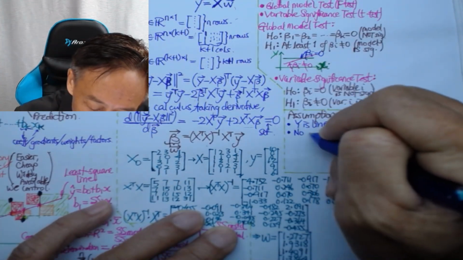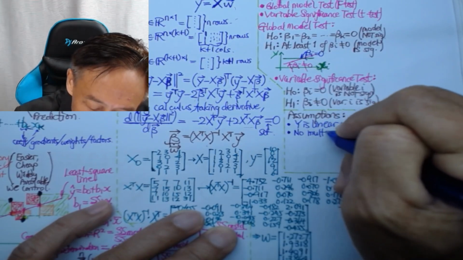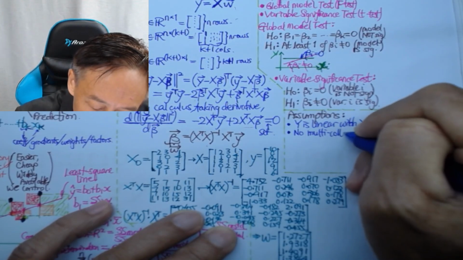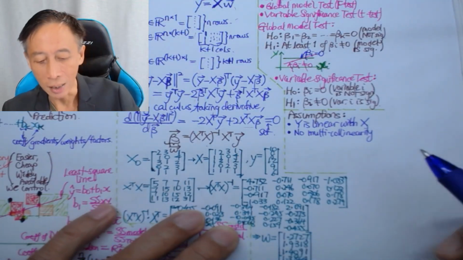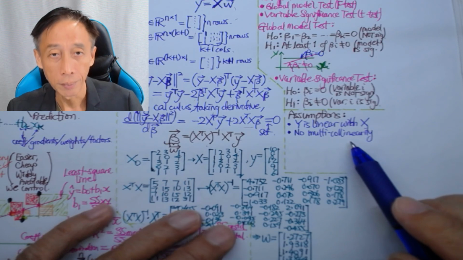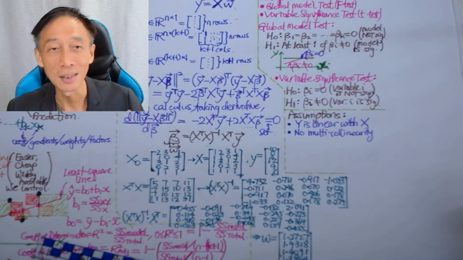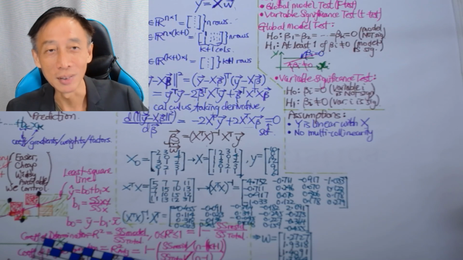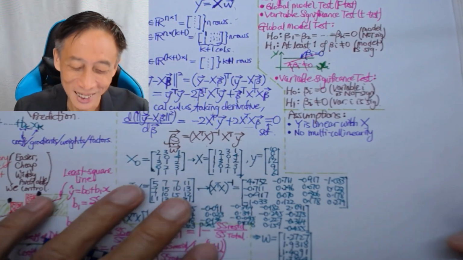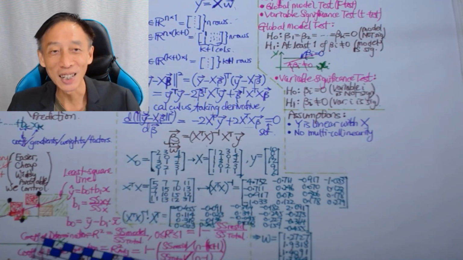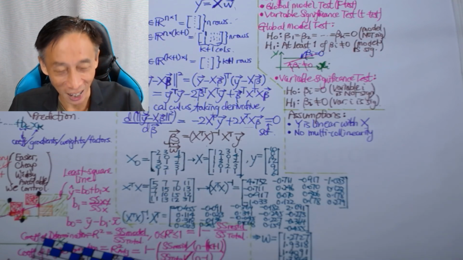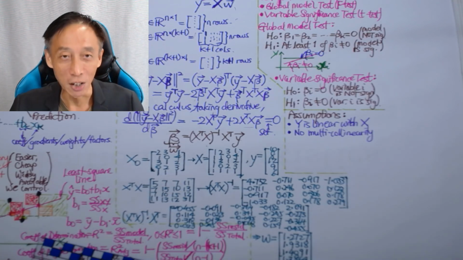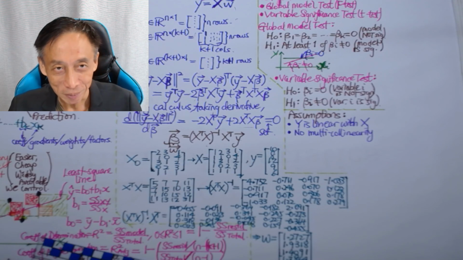No multicollinearity. Multicollinearity. Collinear means the x's themselves linearly regress with themselves, right? So the x2 is proportionate with x3, the x5 is proportionate with x7, x8, and x9, that kind of meaning. And we have x1 to x10.